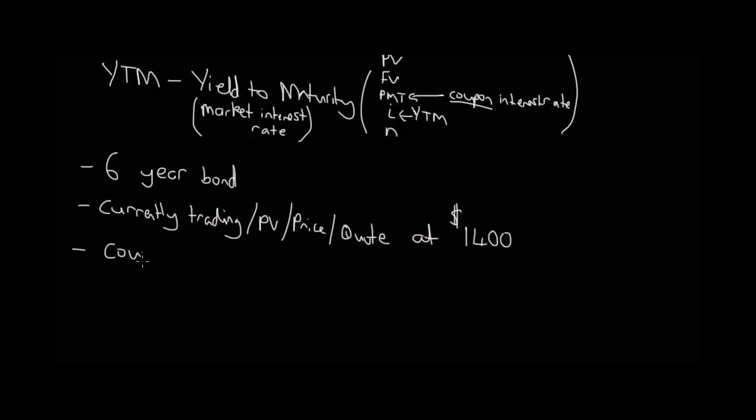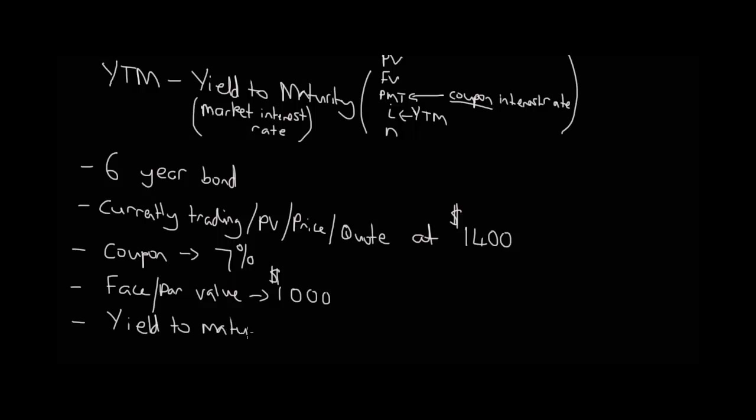Its coupon is 7%. Its face value, face or par value, is 1,000. And we are looking for the yield to maturity. What is the yield to maturity? What is the rate of return earned on this bond if you buy it now at $1,400 and hold it for 6 years until the end of its term, until maturity, and you receive 7% coupons in the middle? What is the yield to maturity? What is the rate of return on this bond?